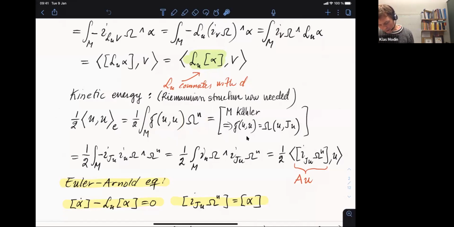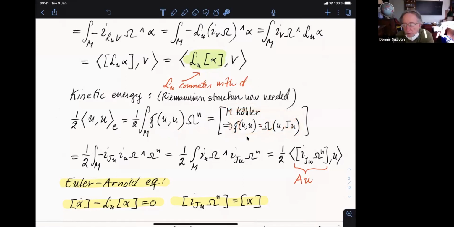And then because M is Kähler, you have this triple: the Riemannian metric, the symplectic structure, and a complex structure as well, and you have this relation between them, where parentheses means the inner product.